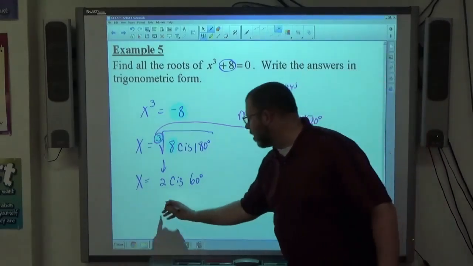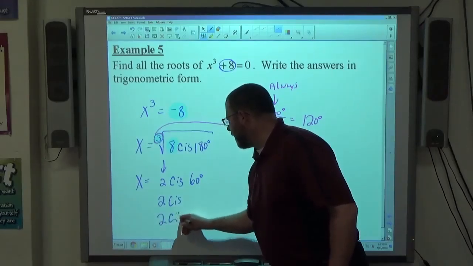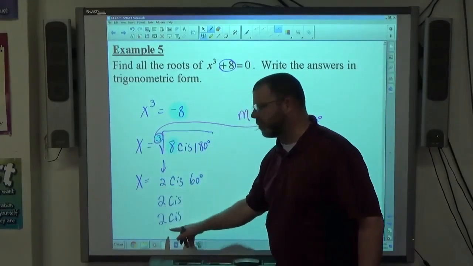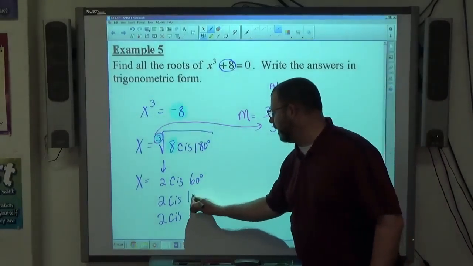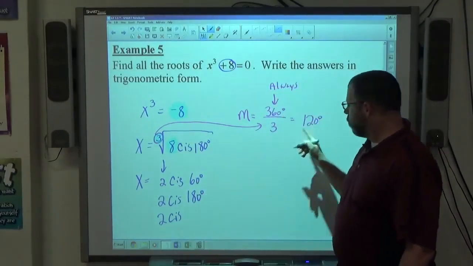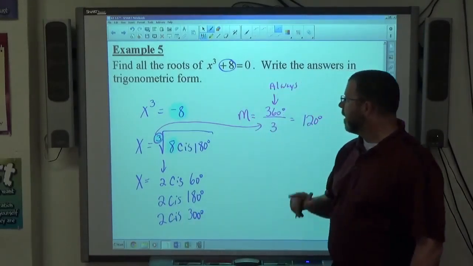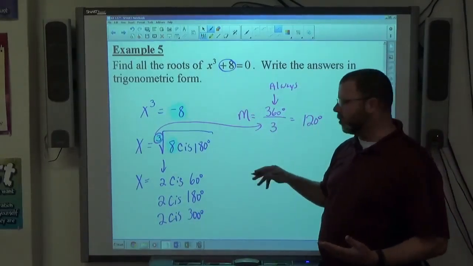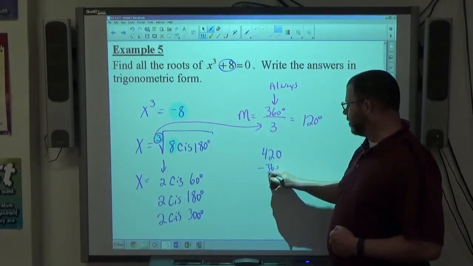So every answer starts off with 2 cis, 2 cis. It's a cube root, so I want to get 3 answers. I've created a structure for 3 answers. 60 plus 120 is 180. 180 plus 120 is 300. 300 plus 120 is 420, right? 420 minus 360 is equal to 60.